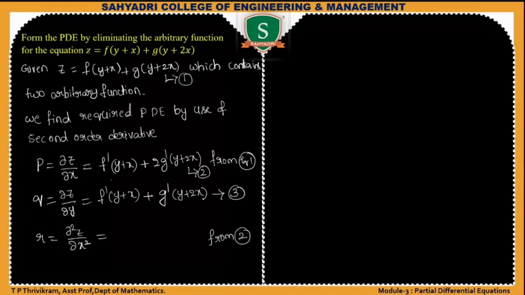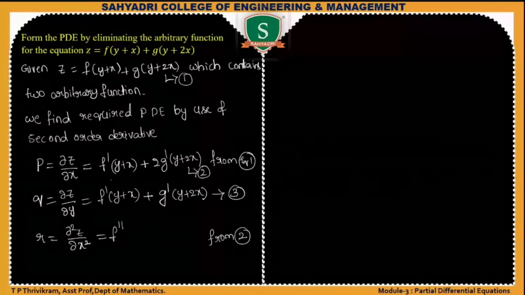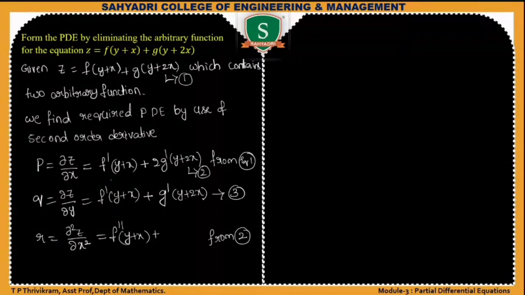What happens? f double dash of y plus x plus, already 2 is there, again if you differentiate, you will get g double dash of y plus 2x. So differentiation of y plus 2x again gives 2, one more 2 is there, so you'll get 4.